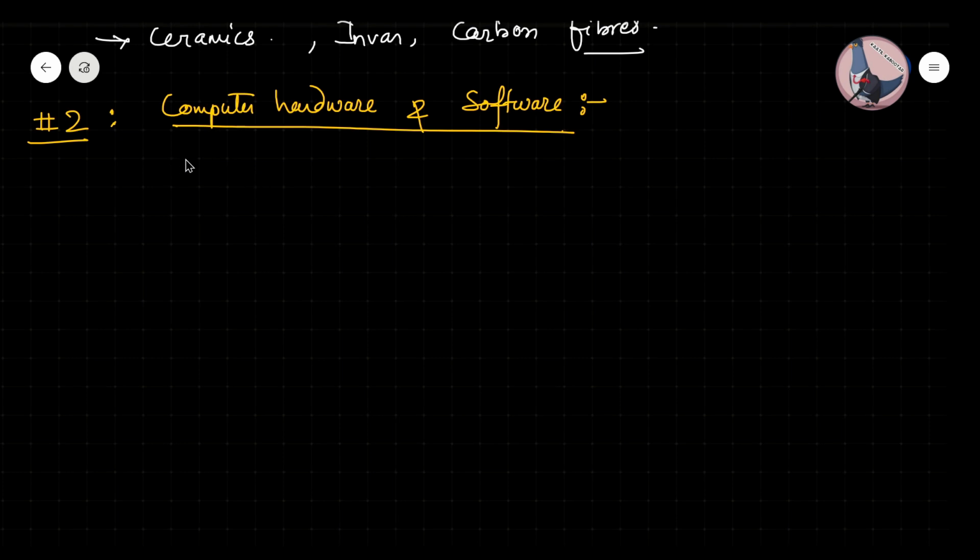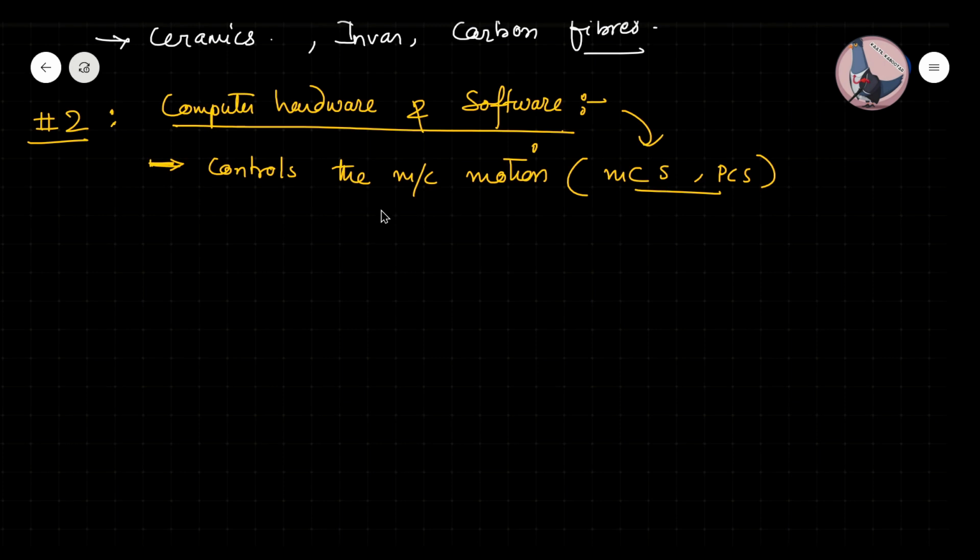But there are some other things it does. Like it controls the machine motion. This I have already discussed, like the machine coordinate system and part coordinate system. Those things are determined by this. The second thing is the alignment of the part coordinate system and machine coordinate system, that is also taken care of by this computer hardware or software part. Then if any corrections are to be made, it makes corrections.